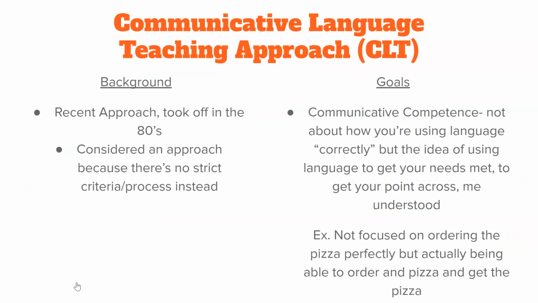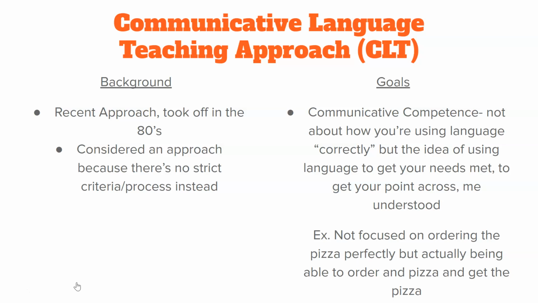Okay, so we are going to take a look at the communicative language teaching approach. It's one of the most recent approaches, and it kind of emerged in the 80s. It's considered an approach because it's not a process. It is more of a lens, how they consider language learning, the angle that the language learning is coming from. The goal of CLT is communicative competence.